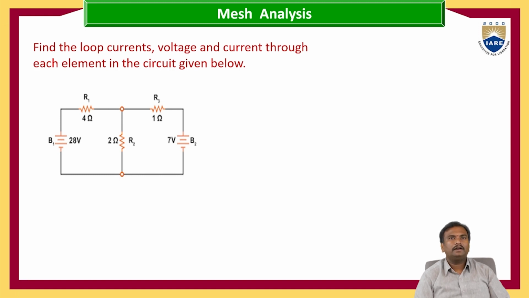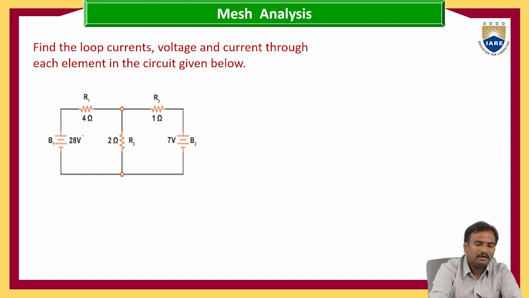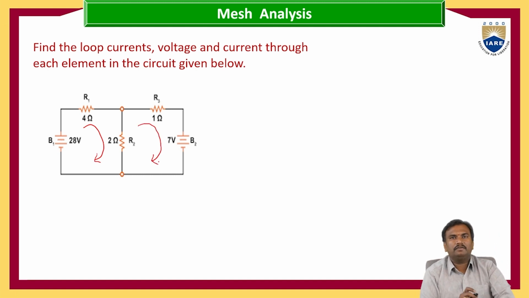Here we have two loops in the given circuit. This is loop 1, which consists of 28 volts, 4 ohms and 2 ohms. And this is loop 2, which has 2 ohms, 4 ohms and 7 volts. Now I am taking the loop current directions in the clockwise direction. Whatever the circuit may be, let us take the clockwise current direction and write the KVL.